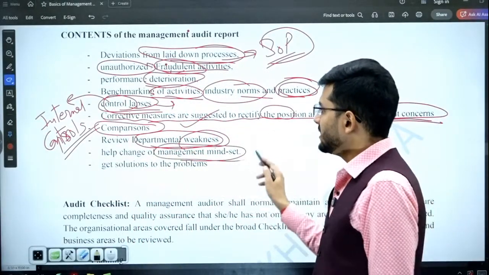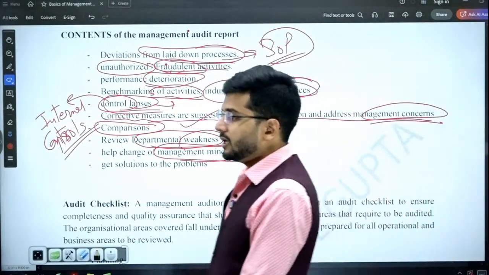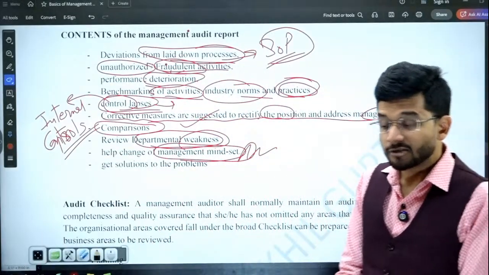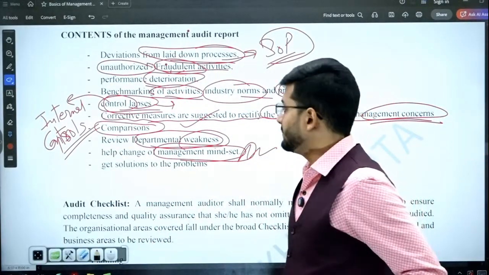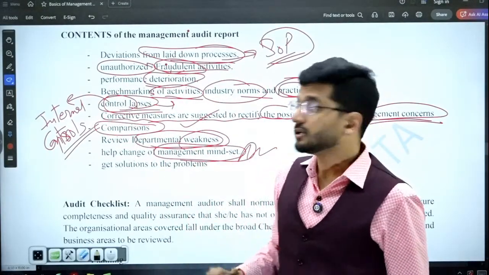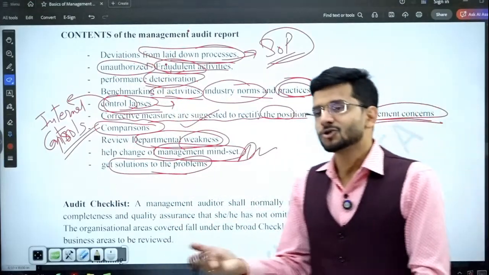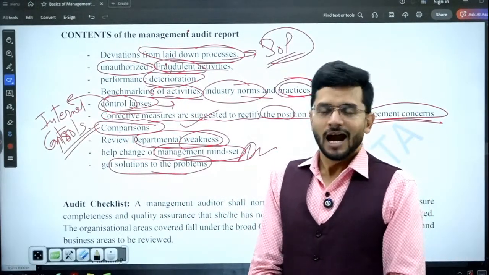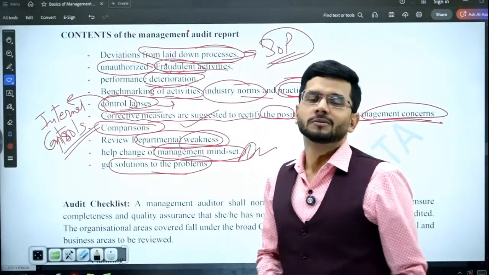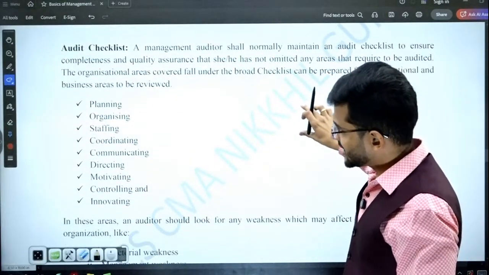Help change of management mindset. Management mindset can be changed using the management audit report. Management can be told, and the corrective actions can be given to the management. Their mindset can be changed with the help of the management audit report and the entire overview which has been given in it. Finally, get solutions to the problem. The ultimate aim of the management audit report is to get solutions to the problems which the organization is facing. And who better than a cost accountant can suggest effective solutions to the problems a particular management is facing. Now, guys, audit checklist.